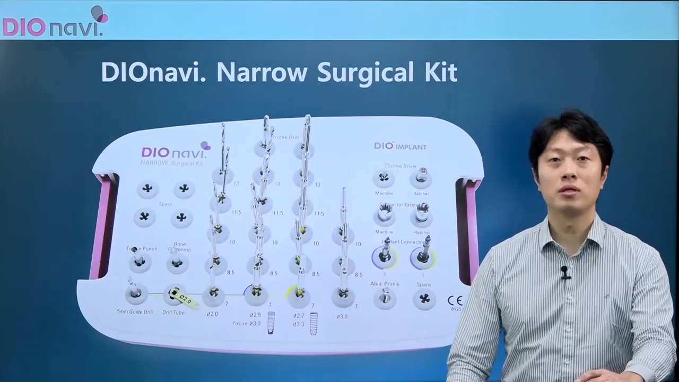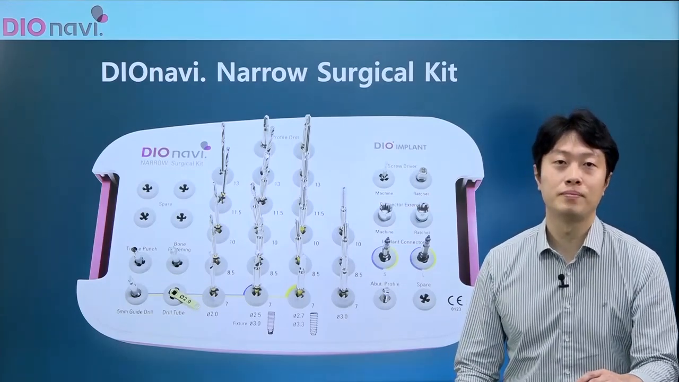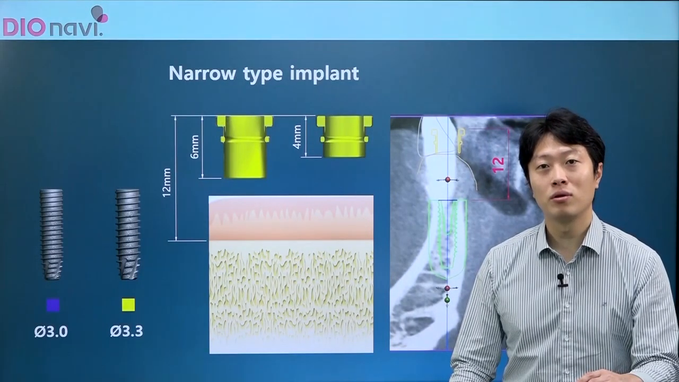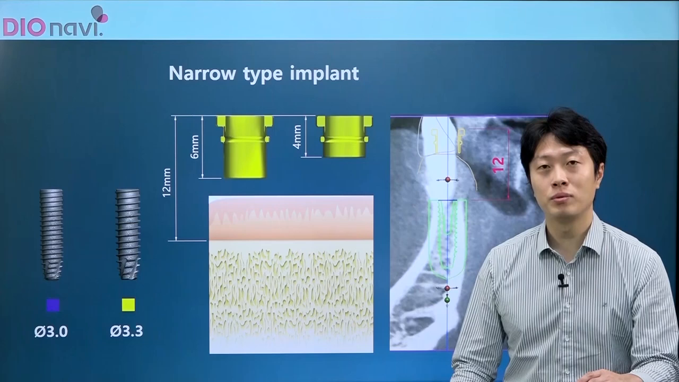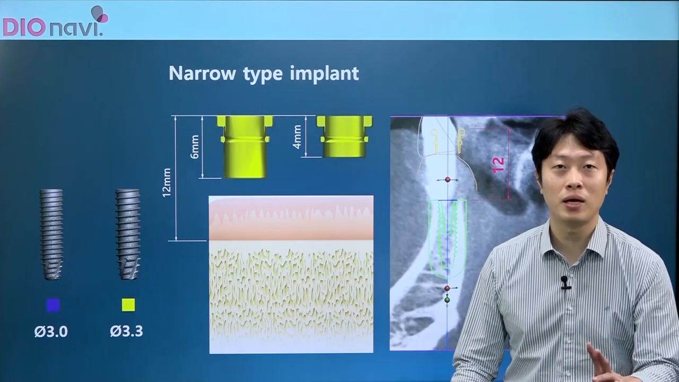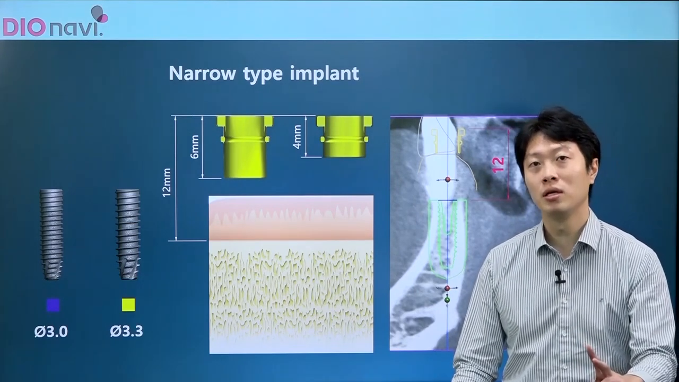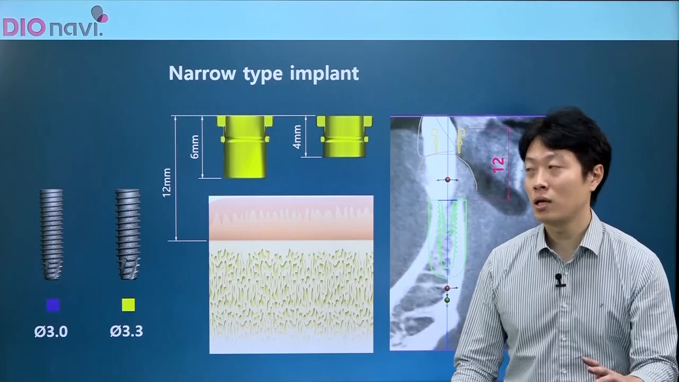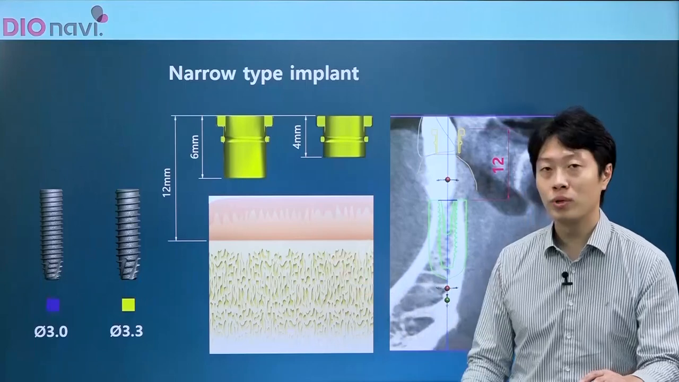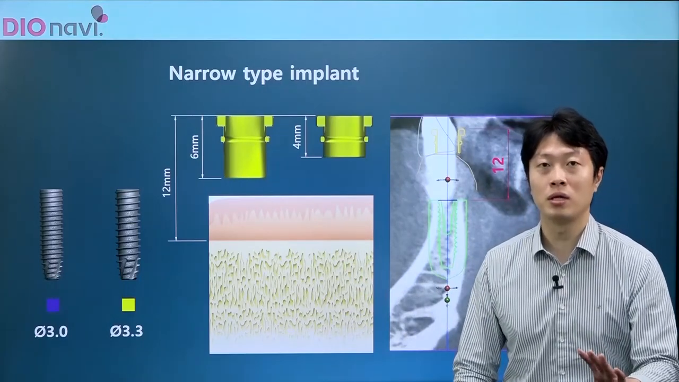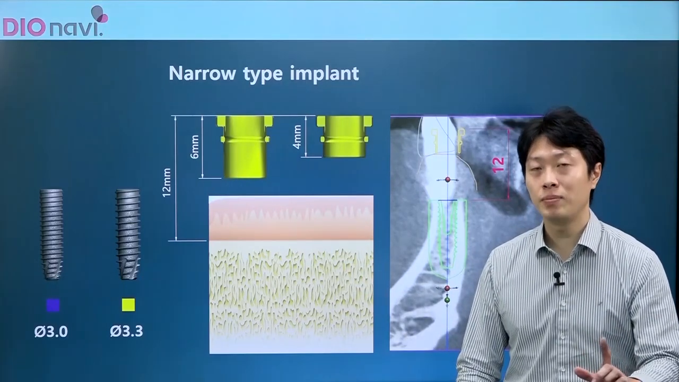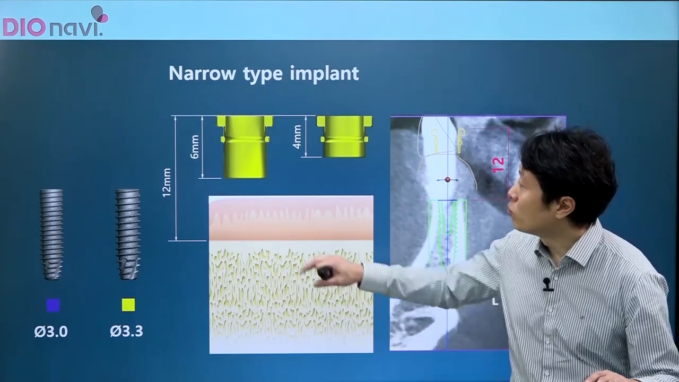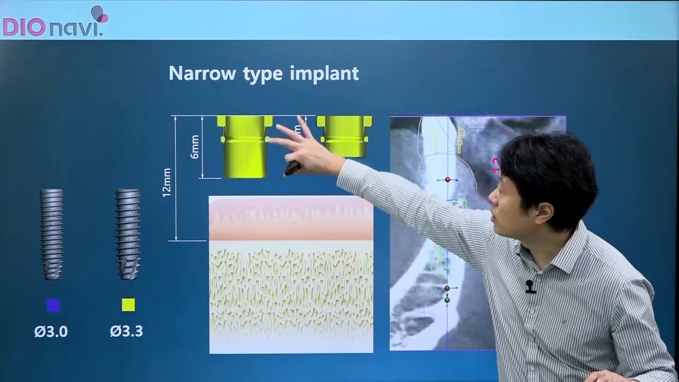Next, let's talk about the narrow surgical kit. In the case of narrow type implant, it is similar to regular size implant placement. However, there is one difference. That is, the offset is fixed at 12 millimeters. There is no 9mm or 10.5mm offset when placing the narrow type. With a single offset set at 12mm, everything from here on corresponds to 12mm.